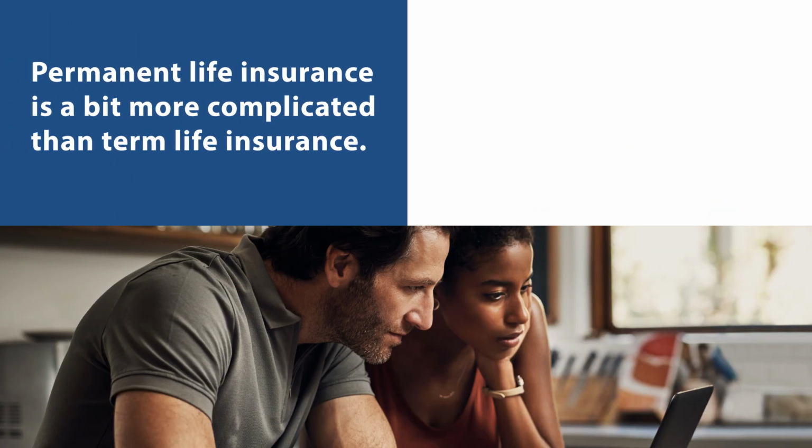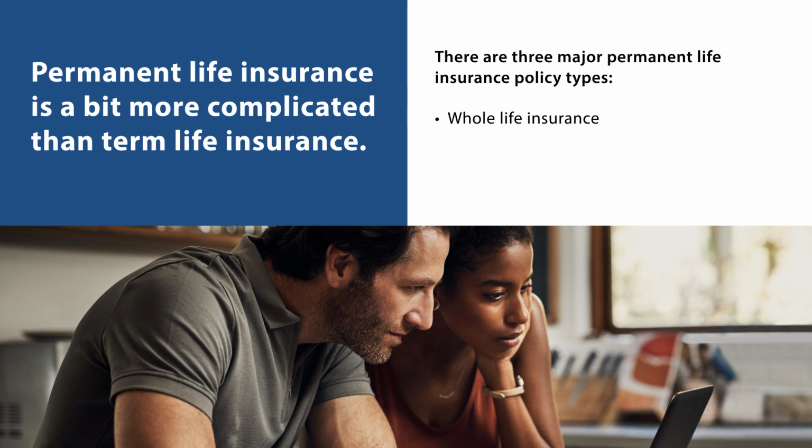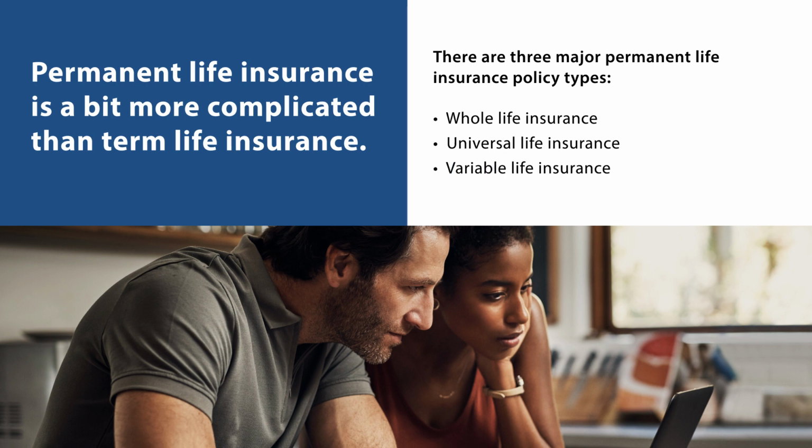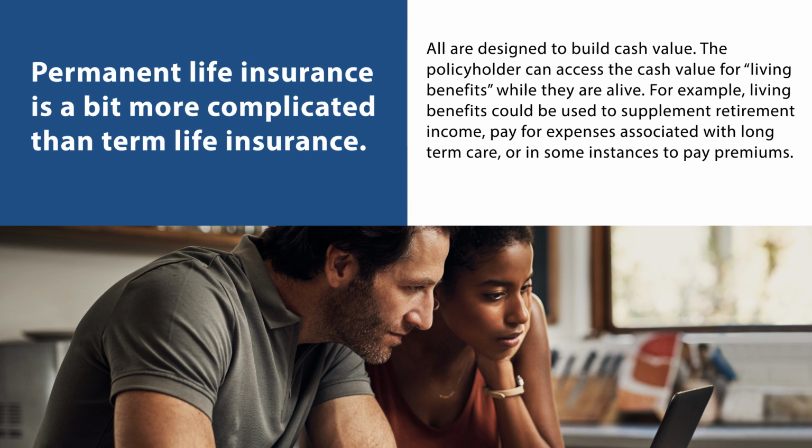Permanent life insurance is a bit more complicated than term life insurance. There are 3 major permanent life insurance policy types: whole life insurance, universal life, and variable life insurance. All are designed to build cash value. The policyholder can access the cash value for living benefits while they are alive. For example, living benefits could be used to supplement retirement income, pay for expenses associated with long-term care, or in some instances to pay premiums.